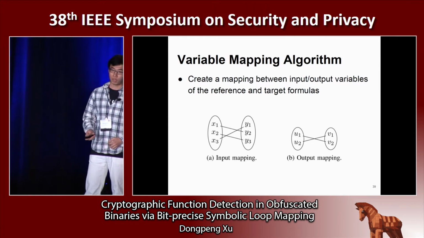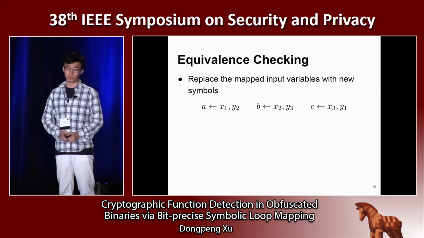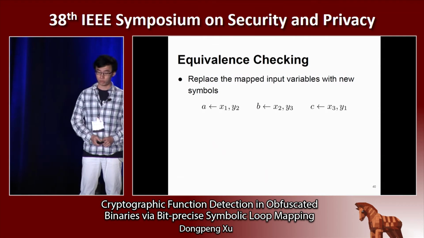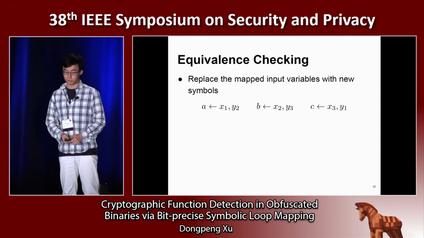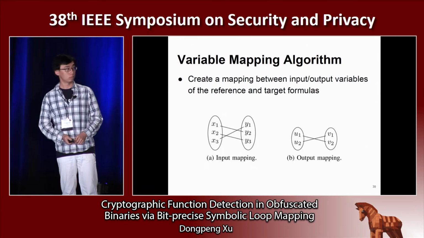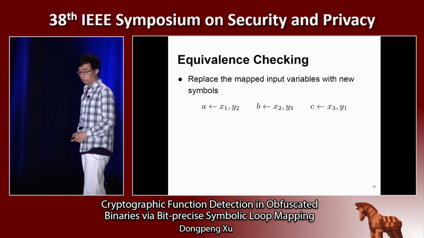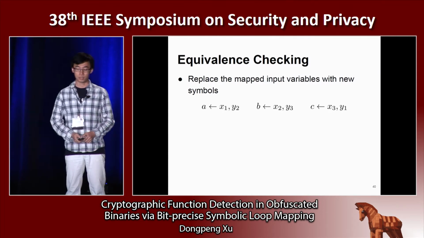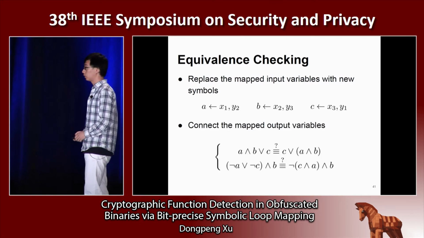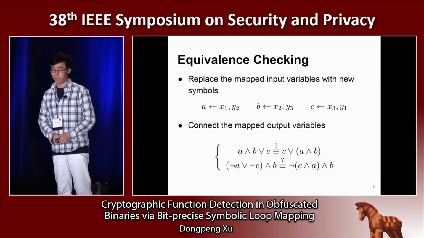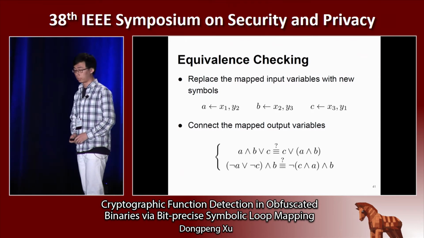Given the variable mapping result, we can go further to generate the final equivalence checking equation. First, we replace the mapped inputs with the same symbol, such as here, we mapped x1 and y2, x2 and y3, and x3 with y1. Then we replace x1, y2 with A, x2, y3 with B, and x3, y1 with C. After that, we also connect the mapped output variables together to generate the final equation. So this is the final equation we need to check.